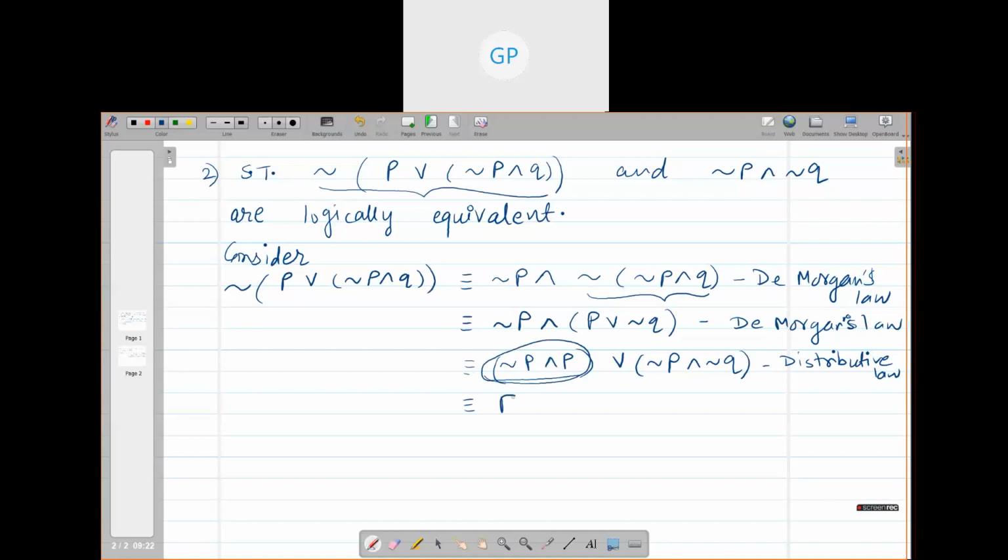So this is going to be F, F or negation P and negation Q. Here you have to write negation P and P is equivalent to contradiction. So what is F or something? I will give you a simple example here. F means what? Contradiction, right? So its truth value is always false, right?